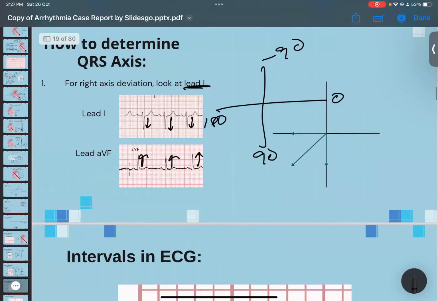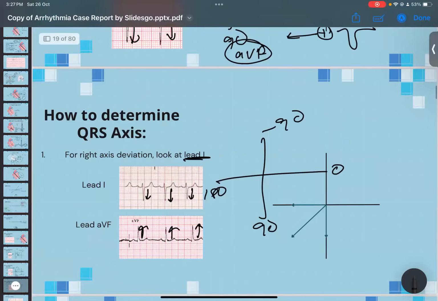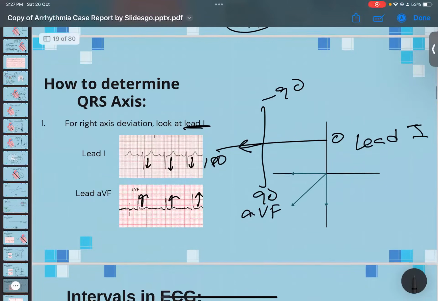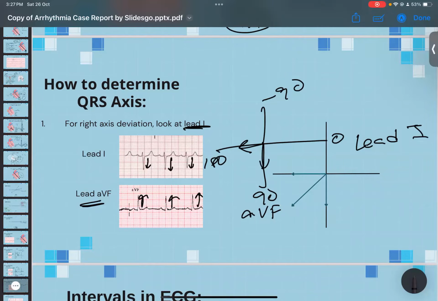Because it's mainly in the negative direction, we know for a fact that there is no vector traveling towards lead I. It's going away from lead I. And in AVF, we know for a fact that there's a vector going towards AVF because it's mainly a positive deflection. So our resultant, or summation, of these two vectors would be here. And so this is for right axis deviation.